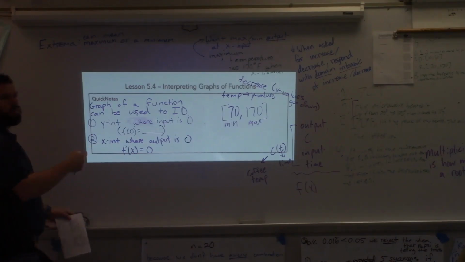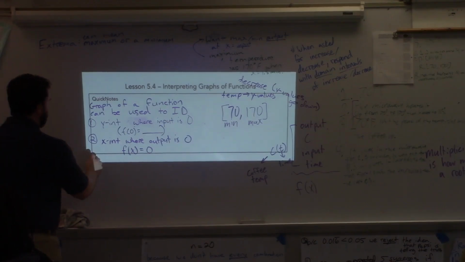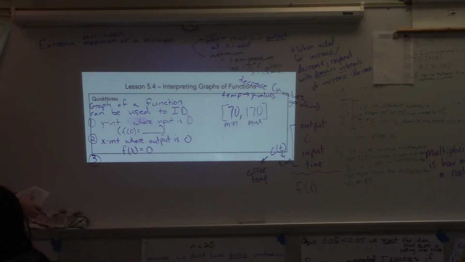By the way, what's another word we can use for those x-intercepts where f of x equals 0? The x-intercepts where the output is 0. Those are also called zeros, right? We've heard it for a few weeks, maybe a couple of months now. Okay?